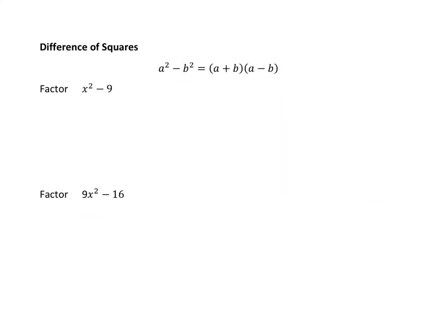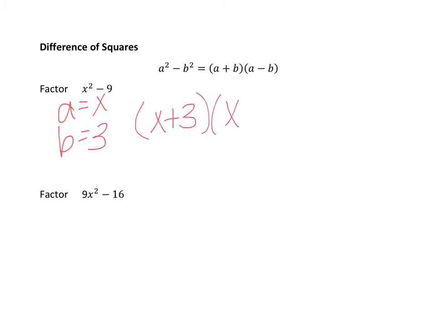Difference of squares is a special rule. This is when you are taking something that is a perfect square and subtracting another perfect square. Factors in this fashion. For example, what do I have to square to get x squared? Well, that's x. What do I have to square to get 9? That's going to be 3. So this factors into x plus 3 and x minus 3.